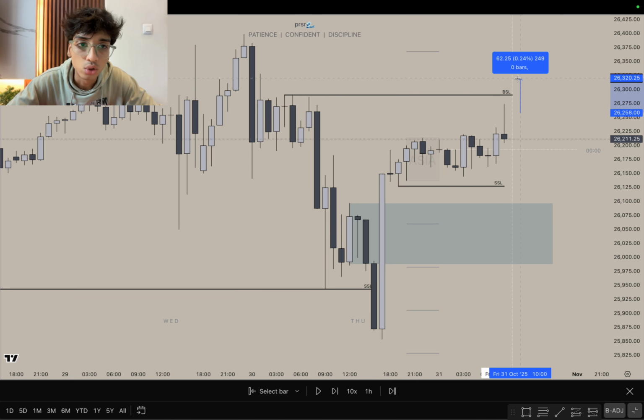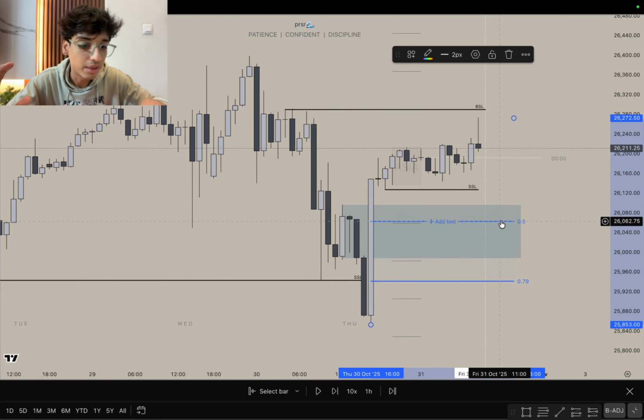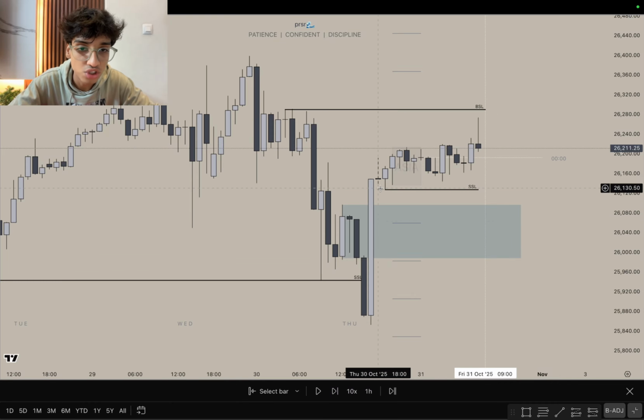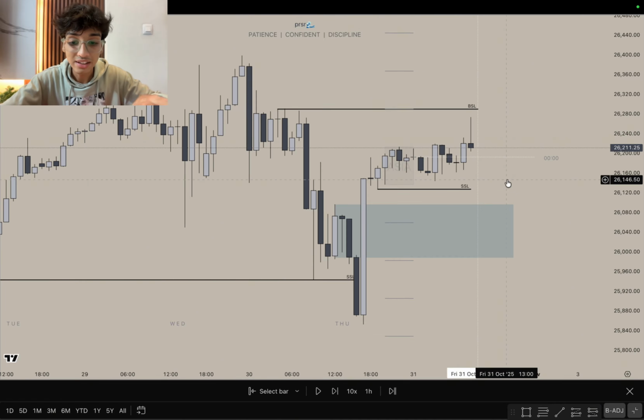So again I wait for the market to hunt this sell side liquidity, rebalance to inefficiency, rebalance to equilibrium, which is the 0.5 level of everything. We have our Fibonacci right here, and this area is basically the 0.5. I expect price to move at least till the breaker to fill that inefficiency. We have this huge inefficiency right here. So okay, that's what my bias looked like.